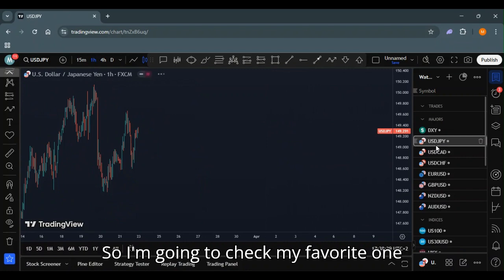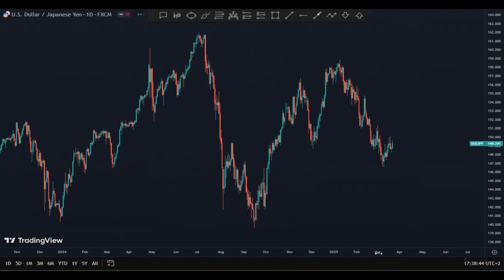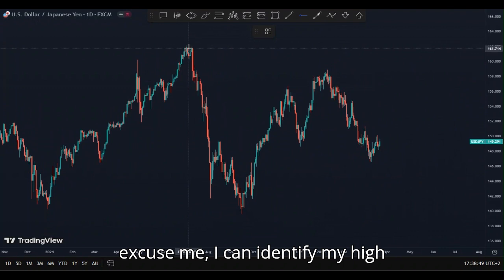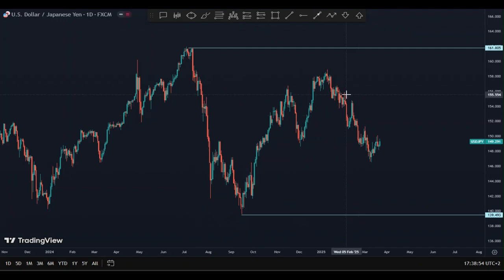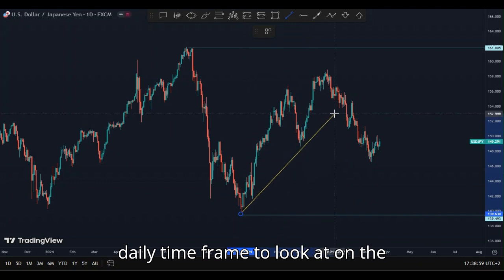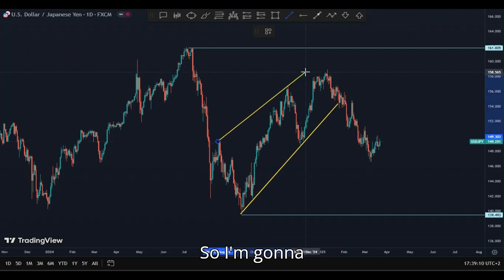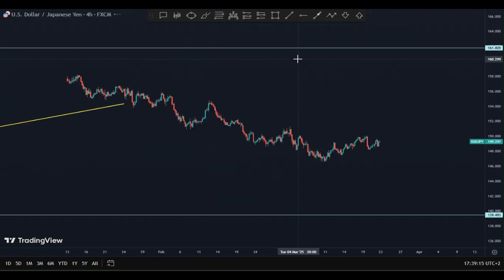So I'm gonna check my favorite one, guys. Now, the USDJPY. So with the USDJPY, excuse me, I can identify my high there, my low here. So there isn't much on the daily time frame to look at, honestly, on the USDJPY. So I'm gonna move to the H4, guys. H4 time frame right now.